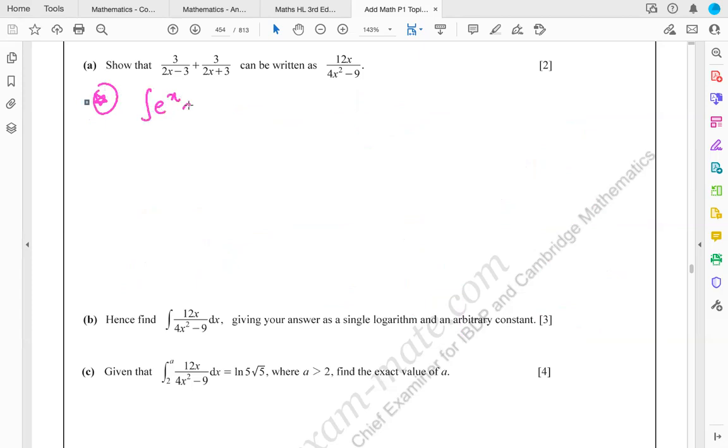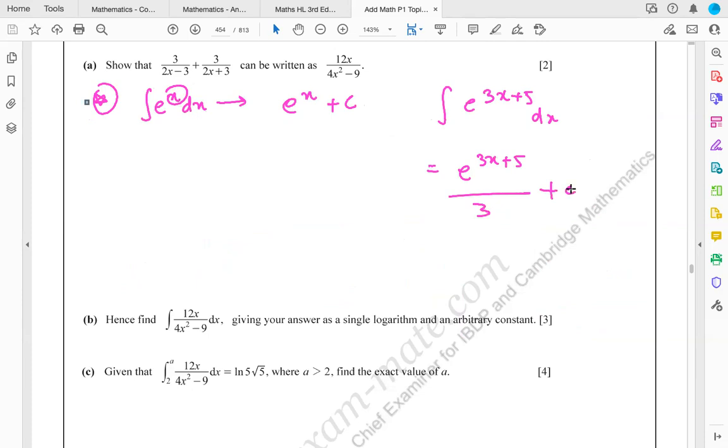Now, the integration of e to the power x is e to the power x plus c. If this x is replaced by another linear function, suppose it's 3x plus 5, when you're integrating, it's going to be e to the power 3x plus 5 over 3 plus c. When you're integrating, let's say, e to the power 8x plus 7 dx, this is going to be e to the power 8x plus 7 upon 8 plus c. Remember, this is just a very basic formula. E to the power x is e to the power x. So e to the power 3x plus 5 gives e to the power 3x plus 5 upon 3.